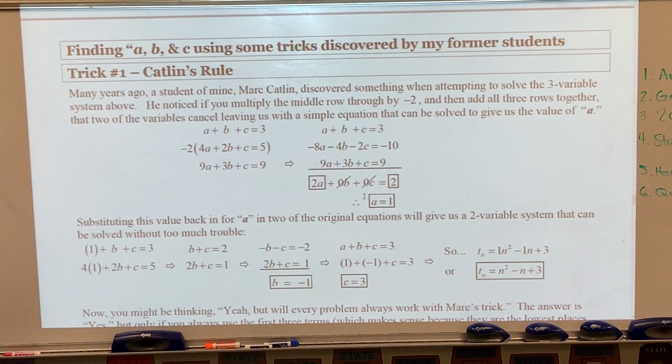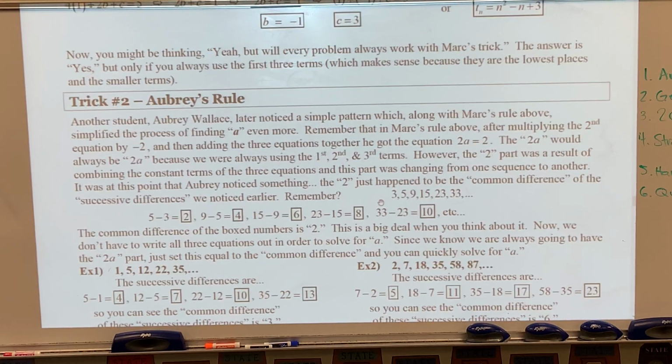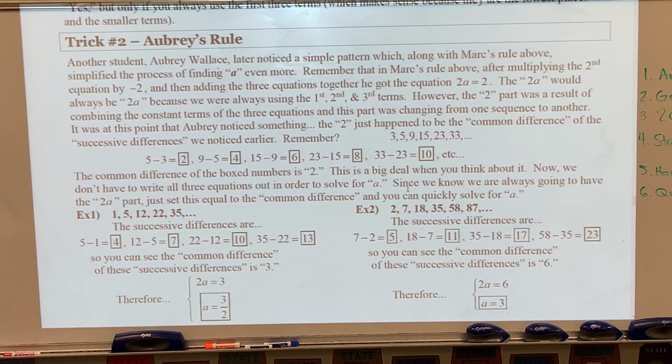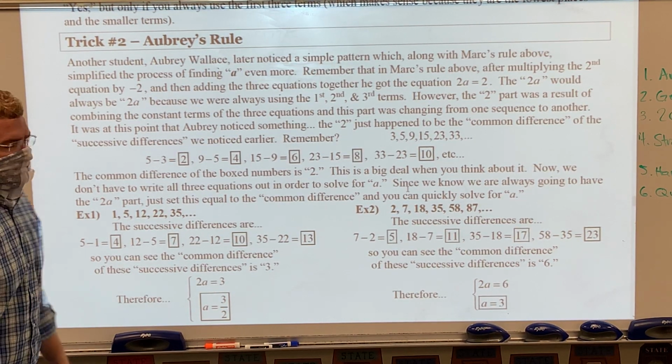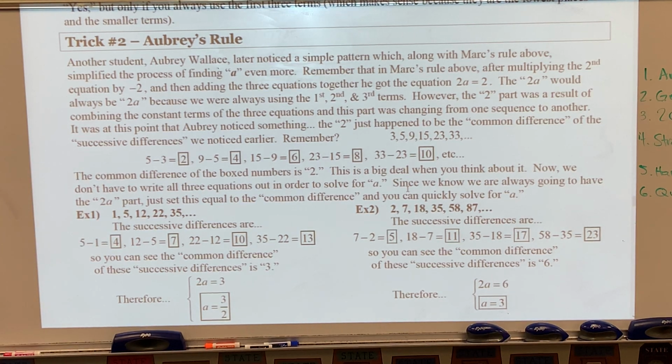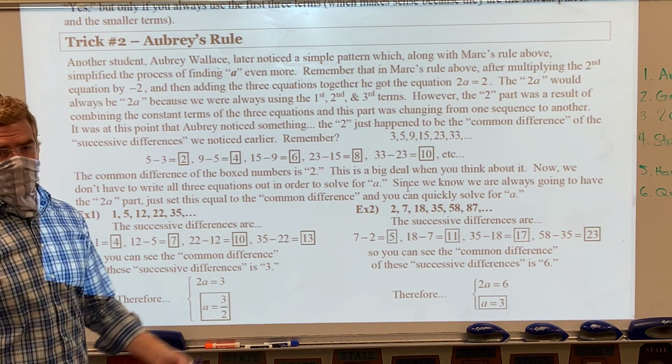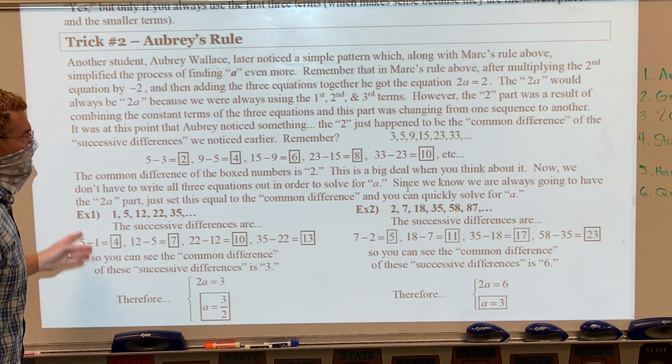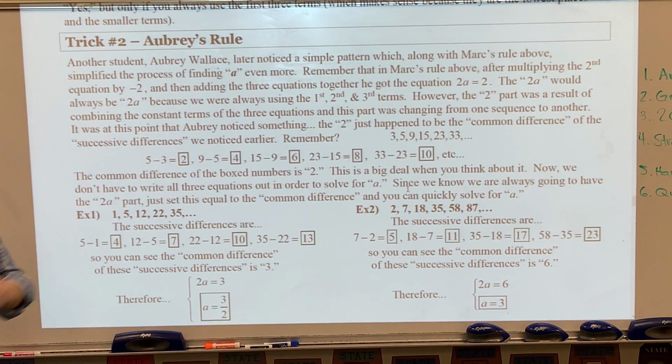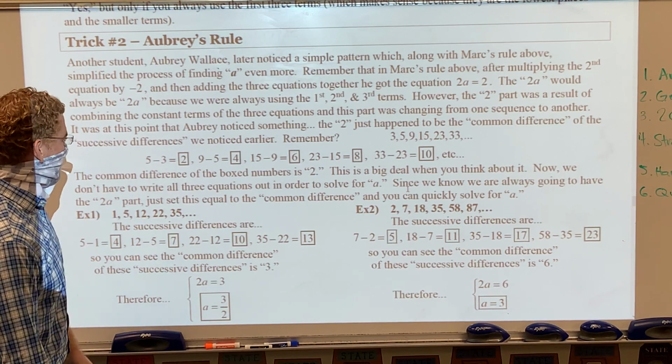All right, then along came a girl named Aubrey Wallace. And Aubrey struggled at times. She was not super motivated. Actually did real well in AP Calculus. When it was something she had to get, she wasn't real big on memorizing and stuff like that. But she started noticing some patterns.